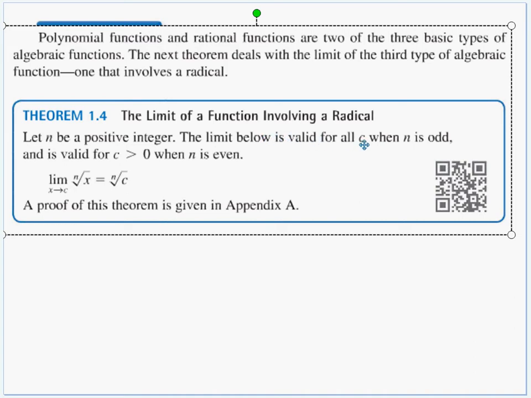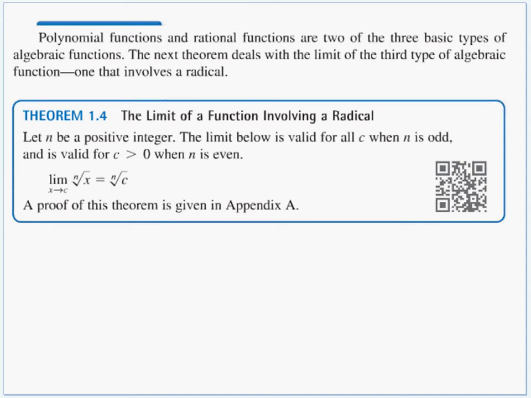The limit below is valid for all c's when n is odd, and is valid for when c is greater than 0 when n is even. Remember, under an even indexed radical, you can only have positive numbers. If you're indexed like a third root or a fifth root, you can do that to negative numbers.